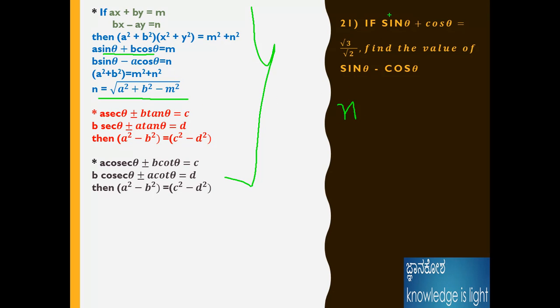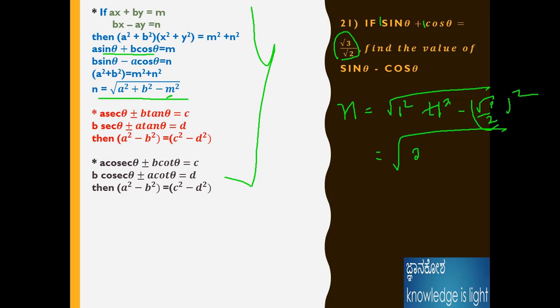This is the a term and this is the b term, 1 is present, and this is the m term. Fine. Now it is n square, 1 square plus 1 square minus root 3 by 2 the whole square. Therefore the answer is 1 plus 1 is 2, minus 3 by 2, plus square root of 3 by, this is also square root 2. Therefore 4 minus 1 is 1 by 2, the answer. 1 by root 2 is the answer for this question.